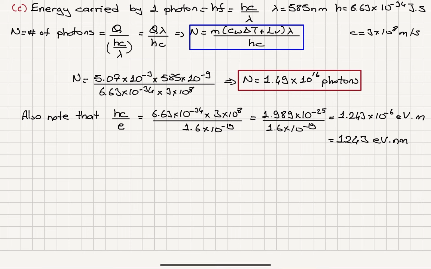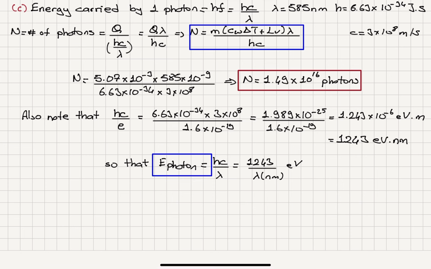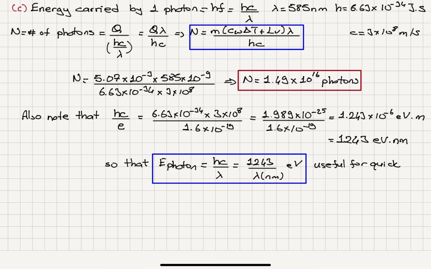So this is a good number to keep in mind. The energy of a photon, which is equal to hc divided by lambda, is equal to 1243 divided by lambda given in nanometers, and this is the energy in electron volts. Okay, so this is useful for quick calculations.